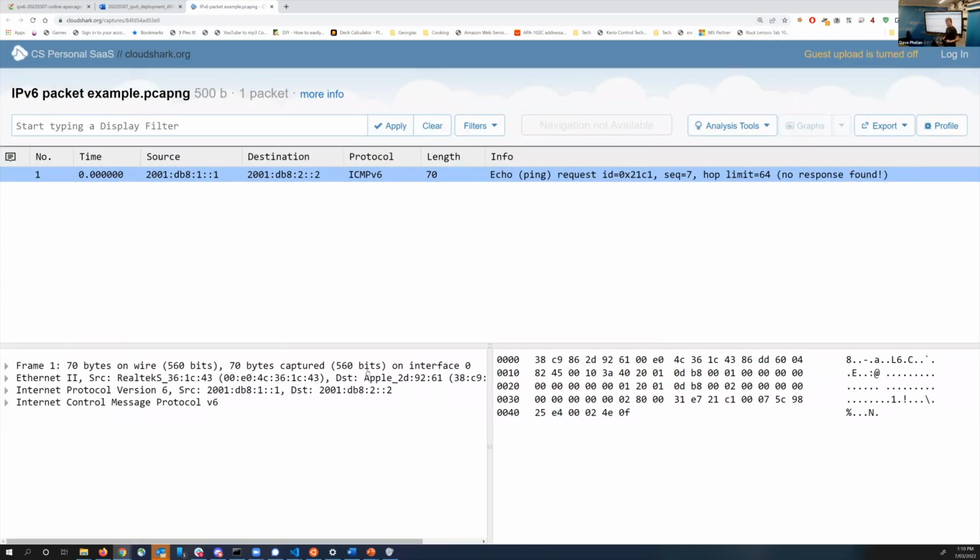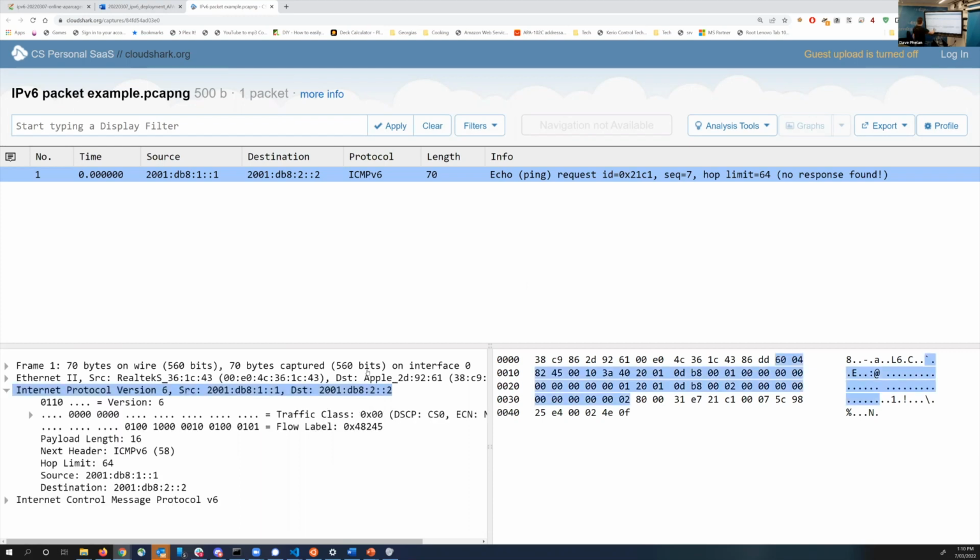So let me take you down to our actual packet. So, expand that out. Here you can see that we've got our IP version, we've got our source. So this is coming from 2001:db8::1:1, going to db8::2:2. So that's our V6 address. Again, looks very different to V4. We know that it's V6.